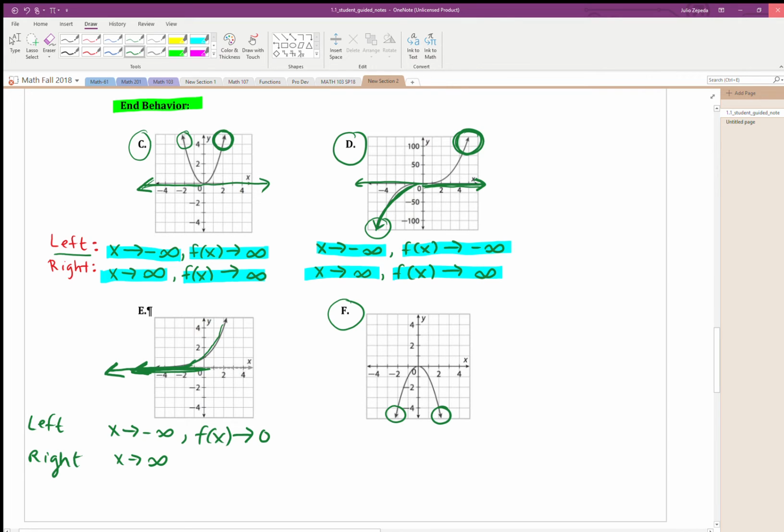Okay, and then we do the same thing for the right-hand side. If I go right on the x-axis, I can see that this other endpoint of my graph is going up to positive infinity. So we're going to say f of x goes to infinity. Okay, but then again, the way that we're reading this is we're saying, okay, x goes to negative infinity. So we're saying as we go to the left, my graph is going down to 0. And as I'm going to the right, my graph is going up to positive infinity.